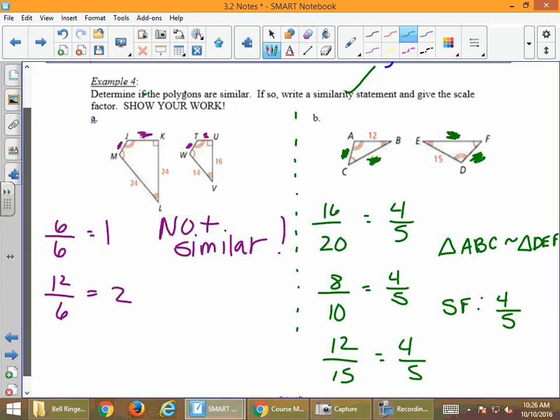This one doesn't have a scale factor because they're not similar. So if they're not similar, you just say not similar and move on. You don't have to worry about answering anything else. Questions?